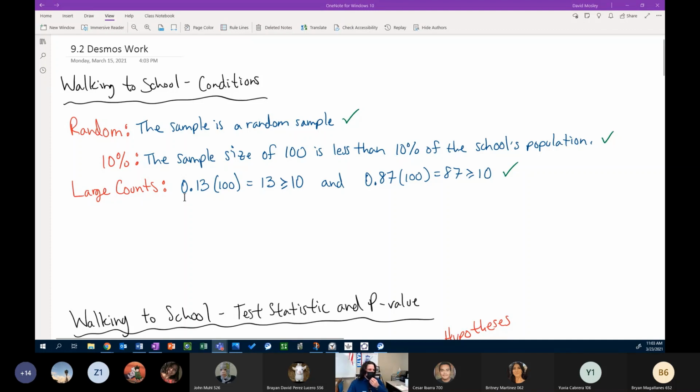And large counts, right? 0.13 times 100 is 13, which is greater than or equal to 10, and 0.87 times 100 is equal to 87, which is also greater than or equal to 10. So the large counts condition has been met. Our three conditions are good. We are okay to proceed and do a test. All right. So anything to clarify about checking conditions?